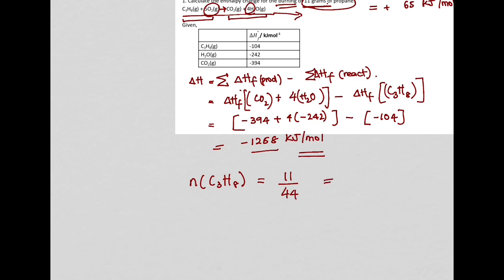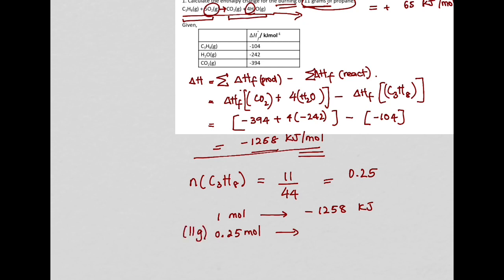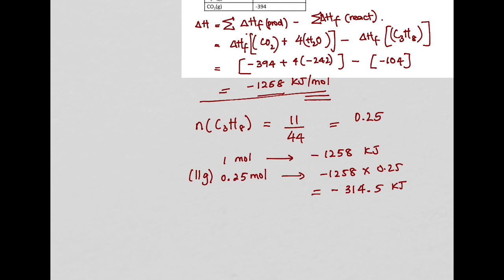So 44. So based on the delta H, we understand that each mole produces minus 1258 kilojoules of energy, which means that 0.25 mole, which is equivalent to 11 grams, this would be minus 1258 times 0.25. So this would be minus 314.5 kilojoules. So this is what's going to be the answer. So you have to be very careful for these questions.